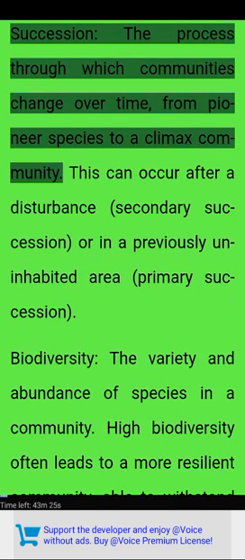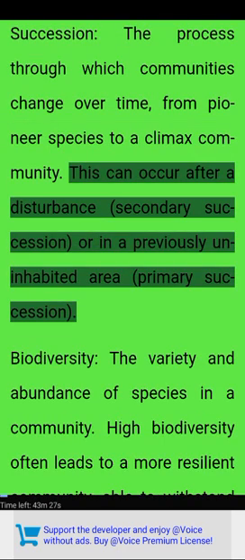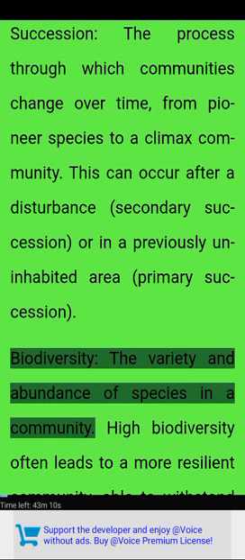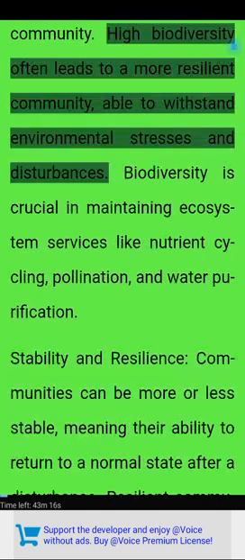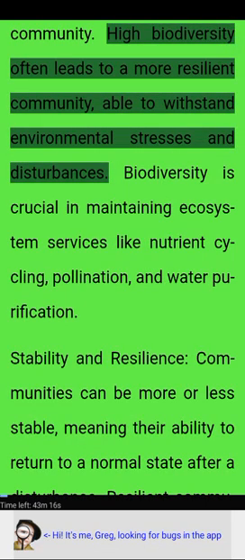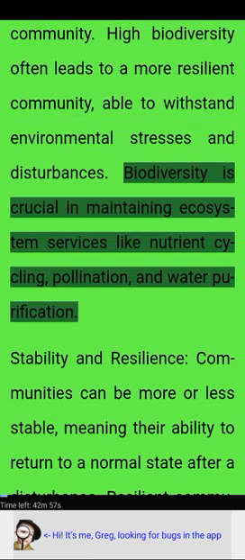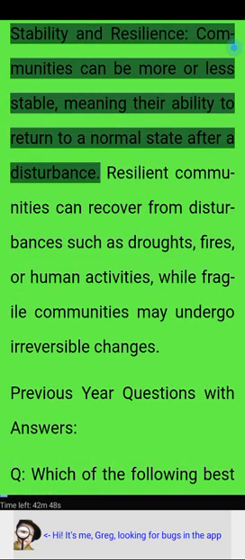Succession, the process through which communities change over time, from pioneer species to a climax community. This can occur after a disturbance, secondary succession, or in a previously uninhabited area, primary succession. Biodiversity, the variety and abundance of species in a community. High biodiversity often leads to a more resilient community, able to withstand environmental stresses and disturbances. Biodiversity is crucial in maintaining ecosystem services like nutrient cycling, pollination, and water purification.